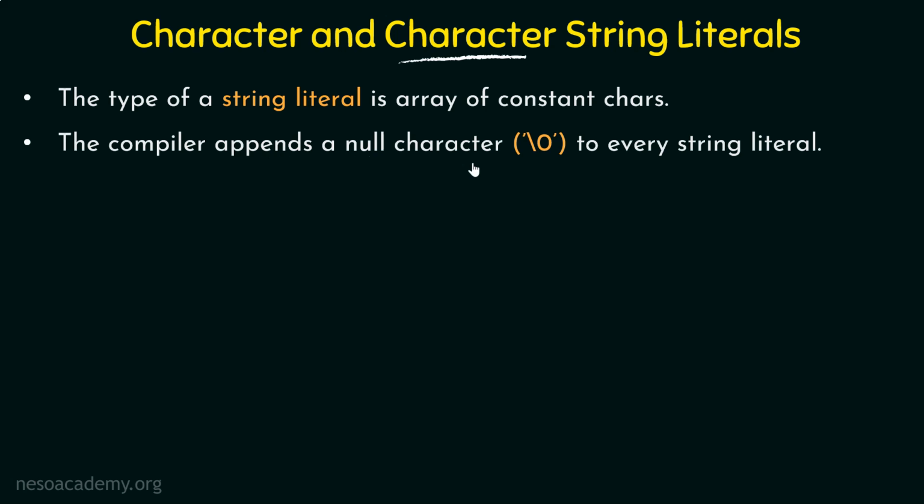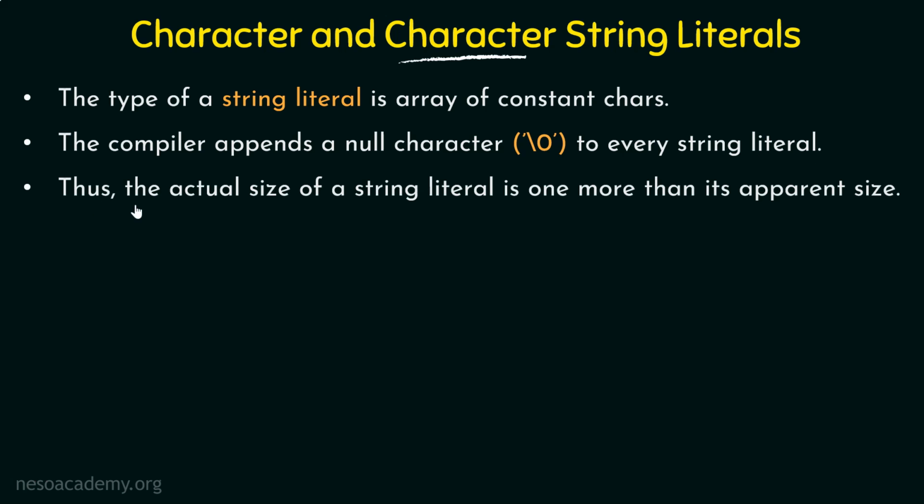Now the compiler appends a null character which looks like this to every string literal. Whenever you write a string literal, at the end, the compiler is going to append this, which is known as the null character, which marks the end of that string literal. So the actual size of a string literal is one more than its apparent size. Suppose you write the string literal HELLO. Hello contains 5 characters, but actually the size is going to be one more than that. Why? Because at the end, the null character is also going to be appended.